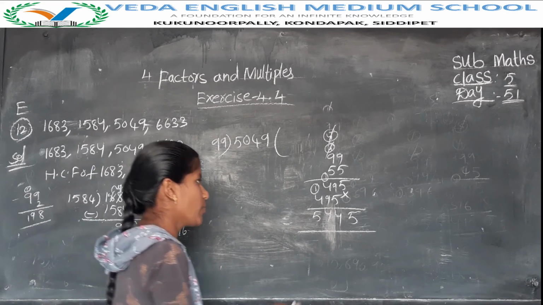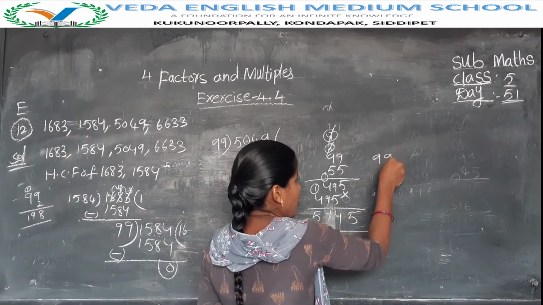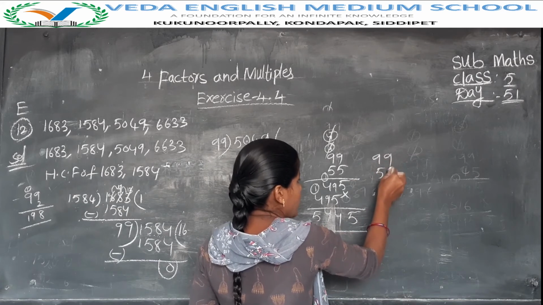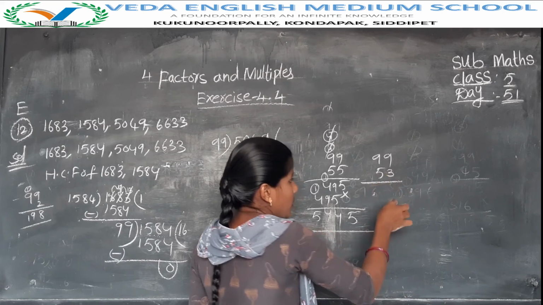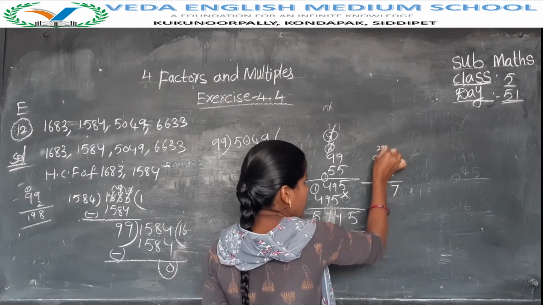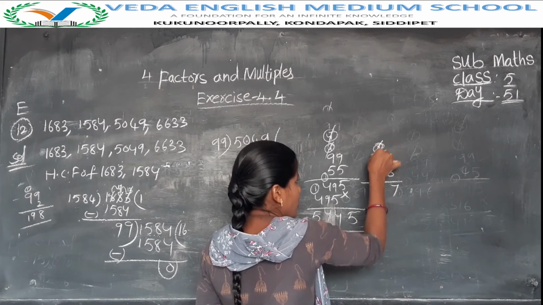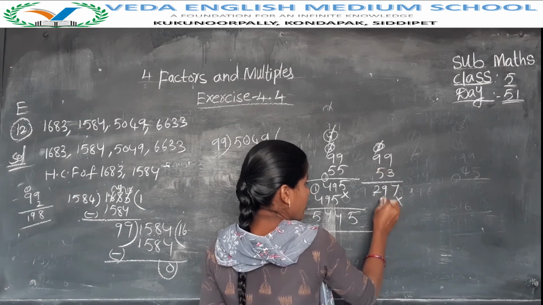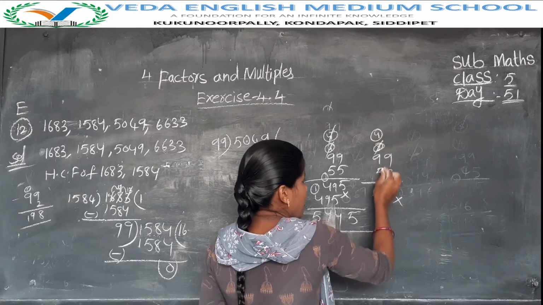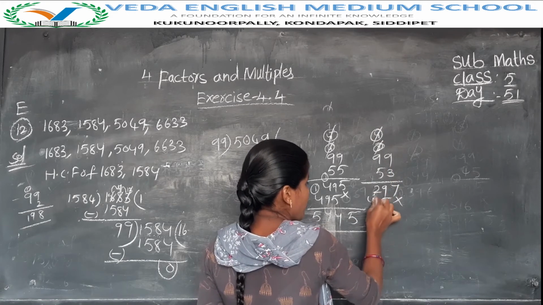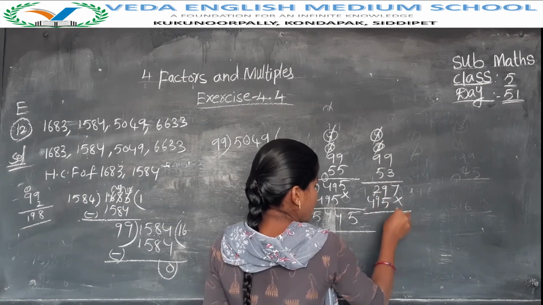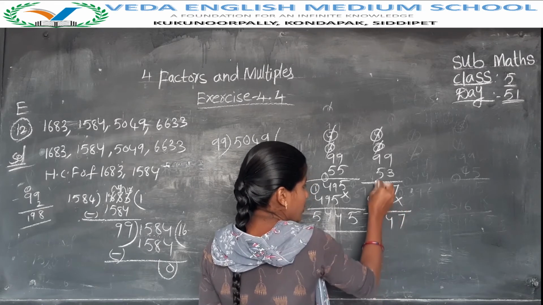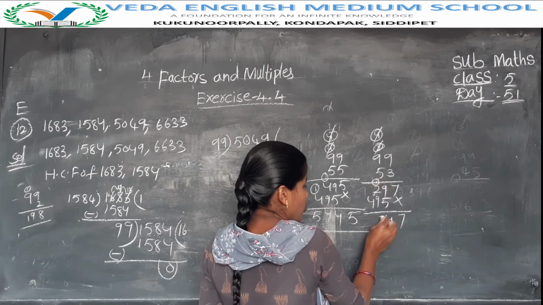5,445. That means below 45. 99 times 5, 3 9s are 27, 27 plus 2, 29. 9 5s are 45, 45 plus 4, 49. 9 plus 5, 14. 9 plus 1, 10. 10 plus 2, 12. 9 4 plus 1, 5.